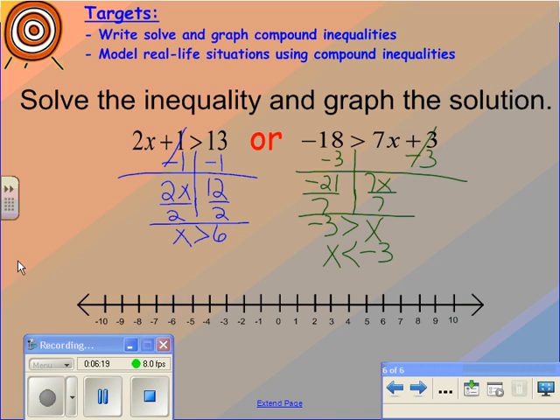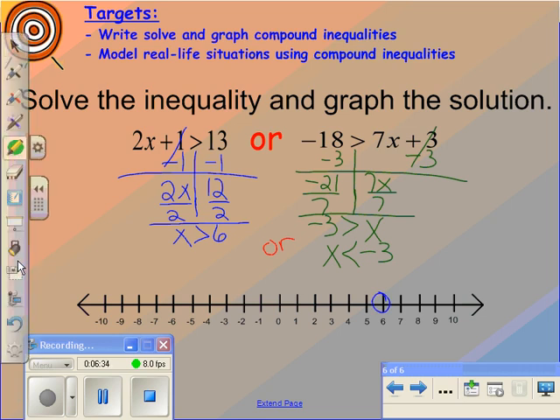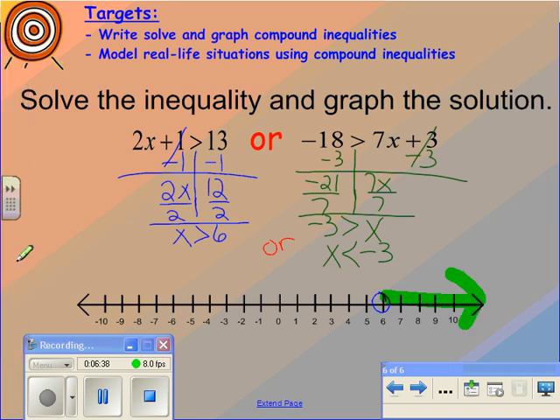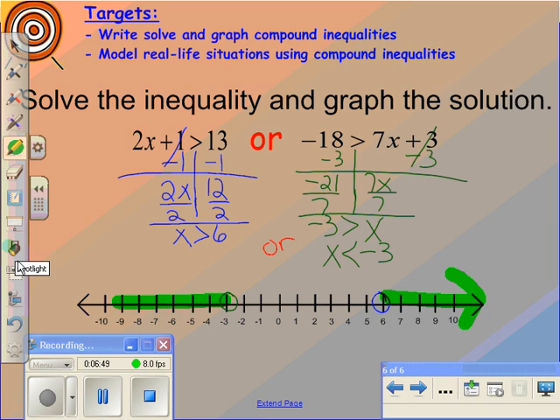Again, this is an or statement. Make sure you write that in your final answer. Going on to the graph now. Our first inequality says x is greater than 6, so that would be an open dot at 6 with the solutions to the right for greater than. And our second inequality is x is less than negative 3, again an open dot at negative 3, and less would be to the left.